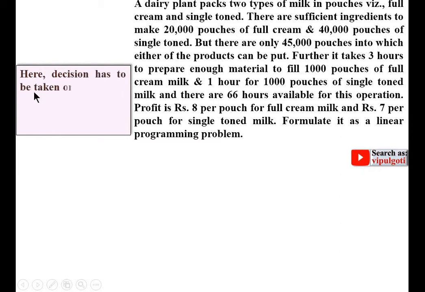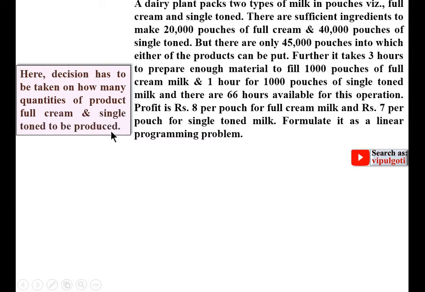Here decision has to be taken on how many quantities of product full cream and single tone to be produced. So here I can say x1 is the units for the full cream and x2 is the units of the single tone. So over here x1 and x2 are the decision variables. So here I am going to write x1 is for the full cream and x2 is for the single tone milk.